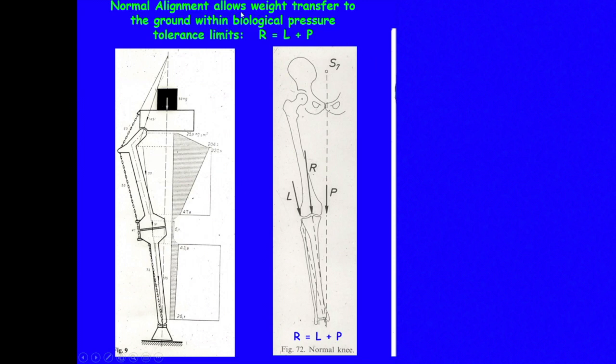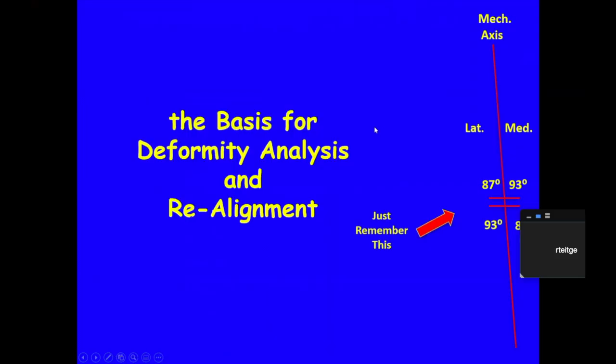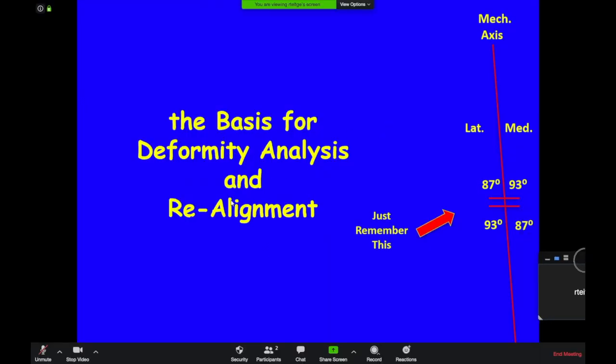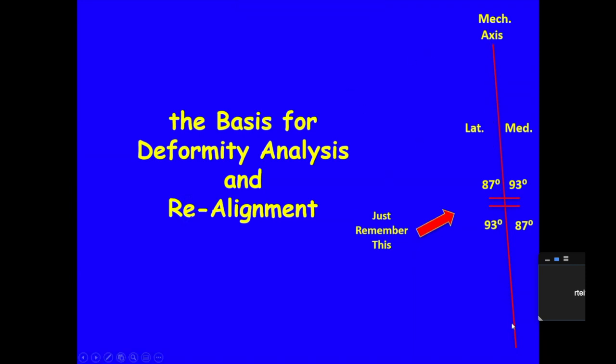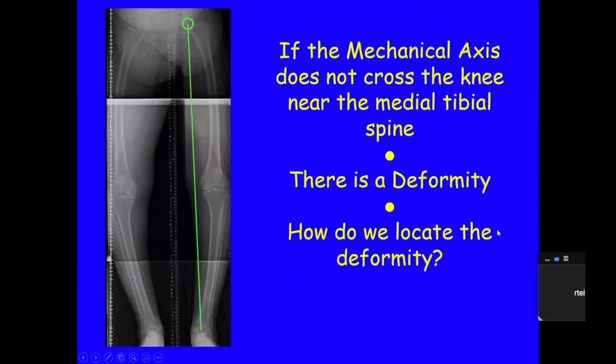That takes us back to normal alignment. Normal alignment allows the weight transfer to go to the ground within biological pressure tolerance limits. So the resultant vector is the sum of muscle and weight. So the basis for deformity analysis and for realignment is this. The mechanical axis is tilted 3 degrees. Medial side of the femur at the knee joint is 93 degrees relative to the horizontal, and on the tibial side, 87 degrees relative to the horizontal. If the mechanical axis does not cross the knee joint near the medial tibial spine, there is a deformity in the limb.